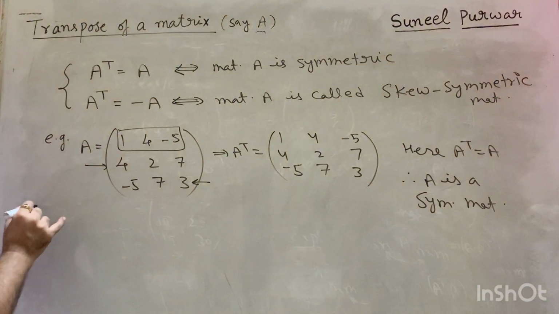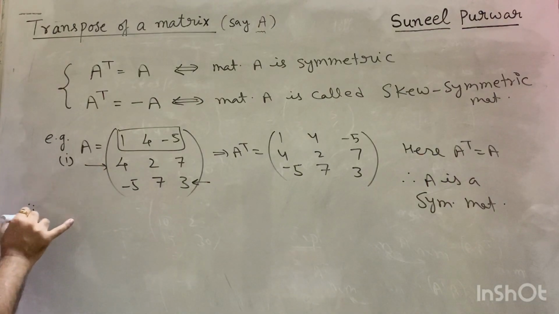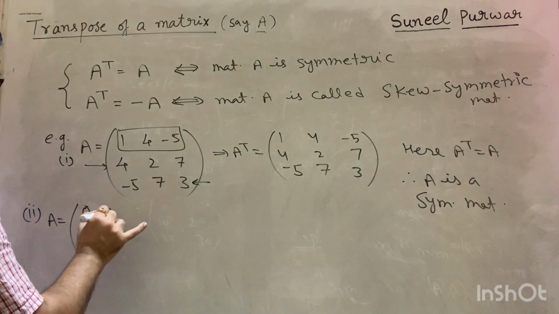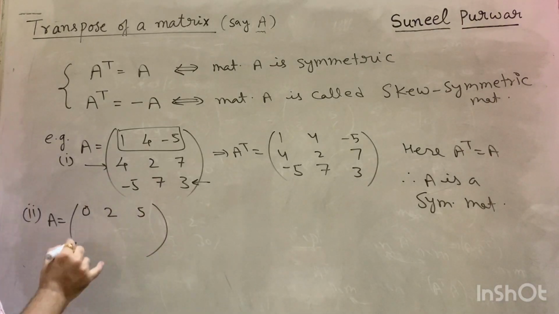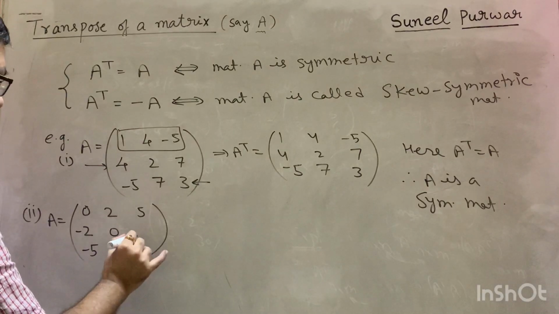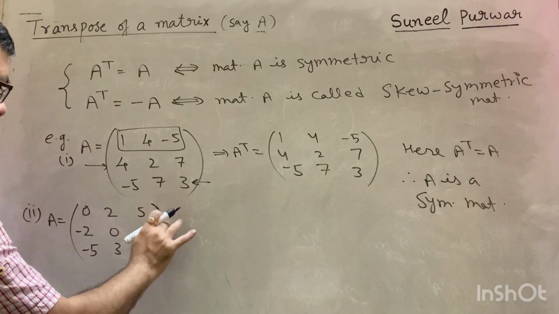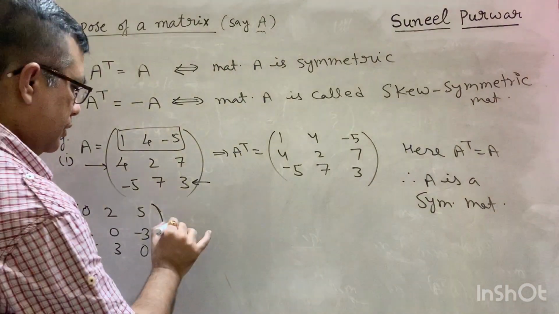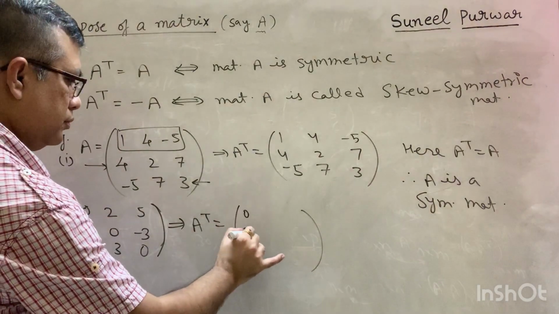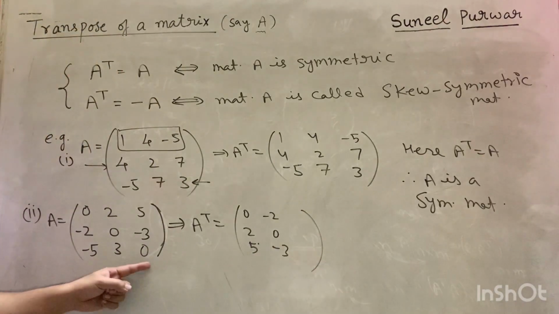On the other hand, let me take this matrix, another example. Let me take A as 0, 2, 5, okay, minus 2, 0, minus 5, okay, and minus 3, 3, and here also a 0 is there. Find out the transpose of this matrix. So A transpose is going to be 0, 2, 5, minus 2, 0, minus 3, minus 5, 3, 0.